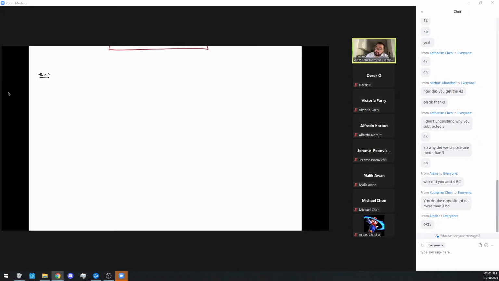Okay. Let's do another example. How many solutions does the equation x sub 1 plus x sub 2 plus x sub 3 is equal to 11 have, where x sub 1, x sub 2, and x sub 3 are non-negative integers?